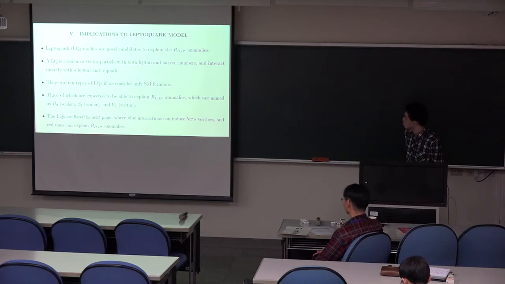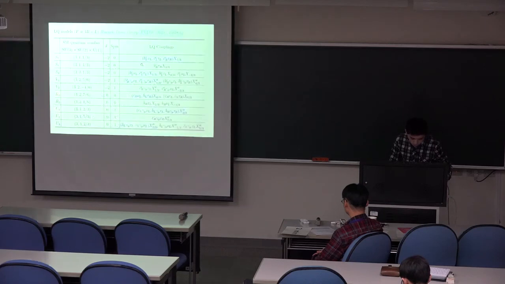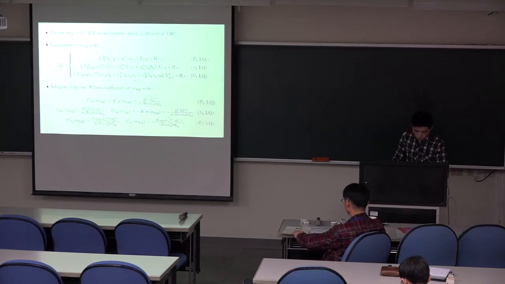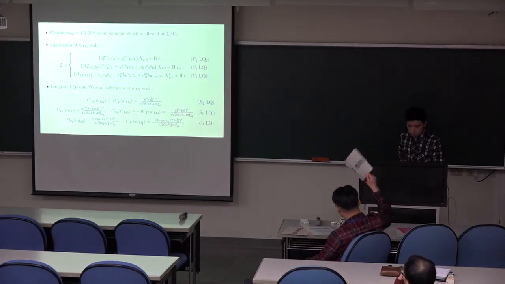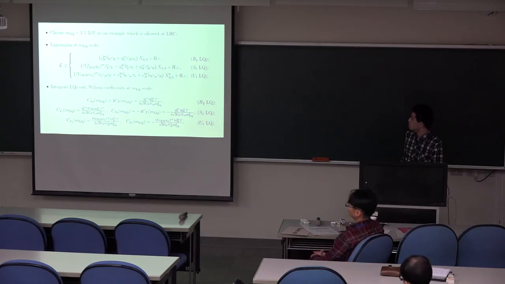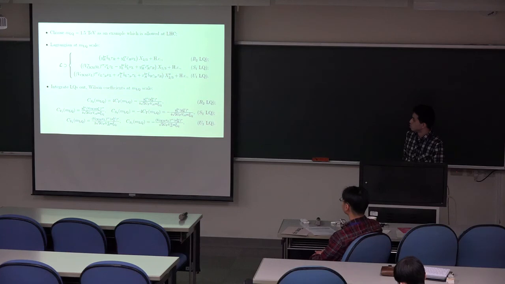Let's turn to the implication to the Lepto-Quark model. We quickly go through this part. The Lepto-Quark is a scalar or vector which interacts directly with the lepton and the quark. There are 3 Lepto-Quark models that can be used to explain the RD and RD star anomalies, at least in this page: the S1, R2, and U1. We choose the Lepto-Quark mass about 1.5 TeV, which is safe at LHC.